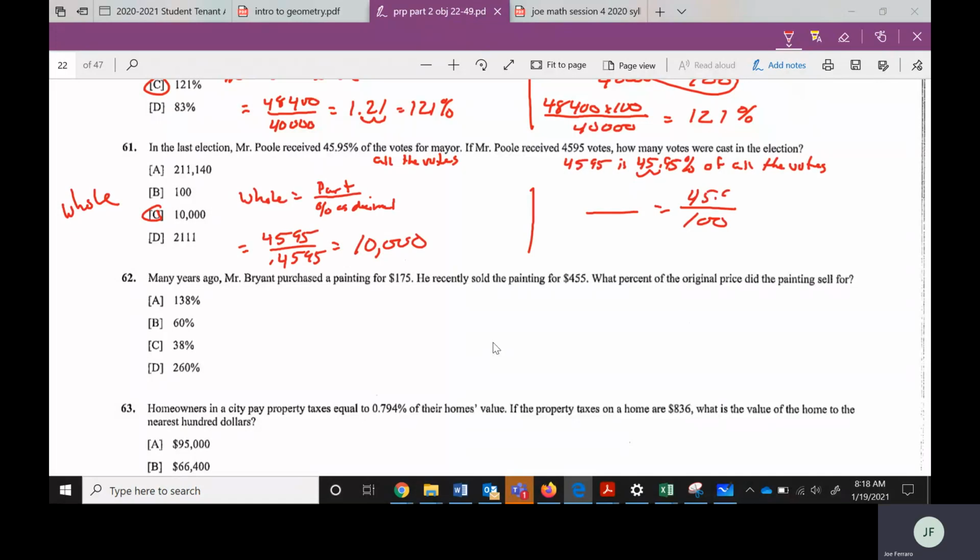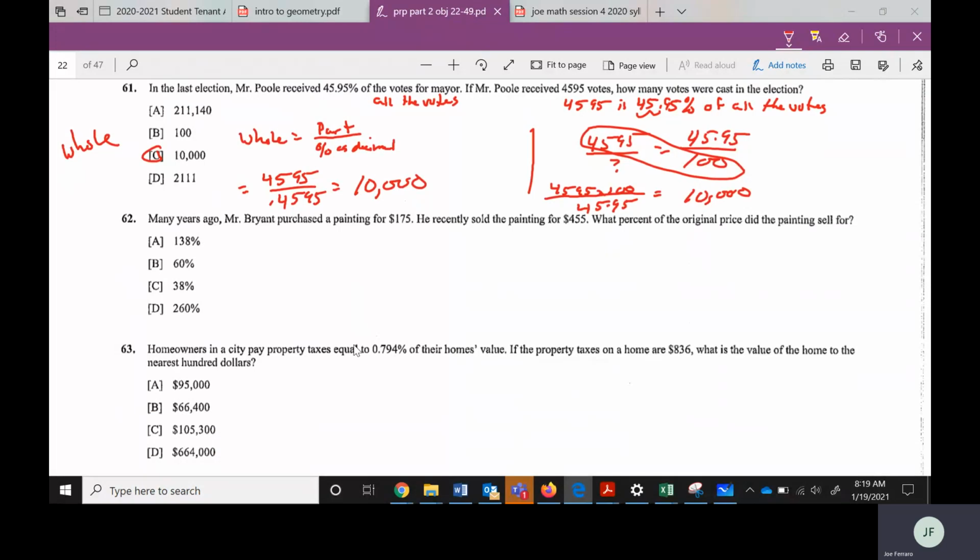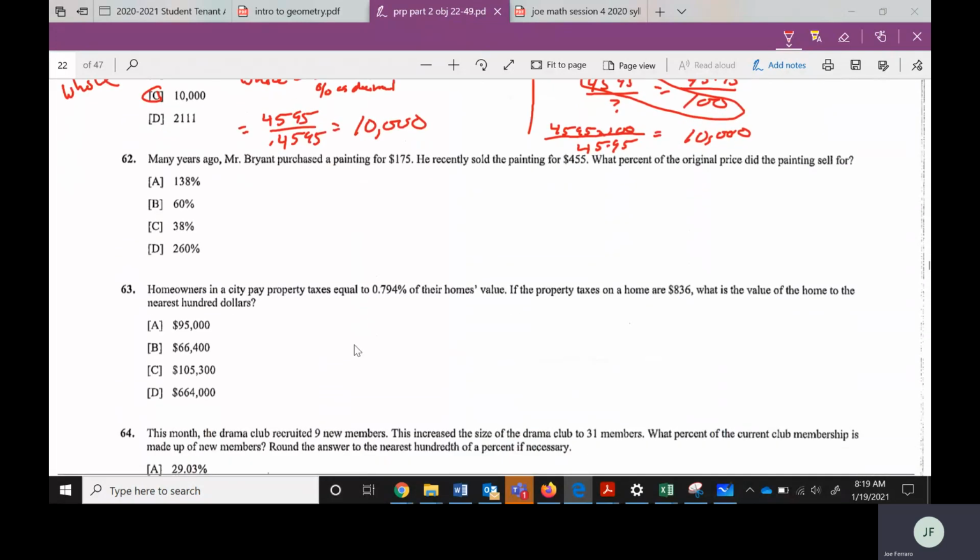the percent goes just as is. This is the part. We don't know that, so we take the cross multiply. Divided by the third number, and we get 10,000. Okay. 62, I'm not going to solve it, but I'm going to give you a hint, and then we just got one problem left after that.